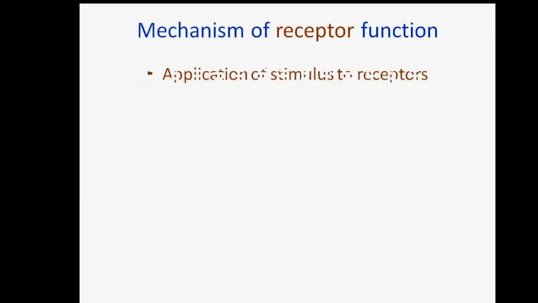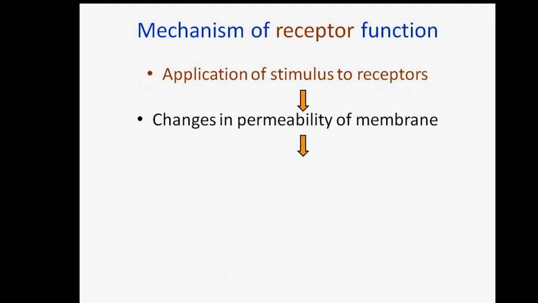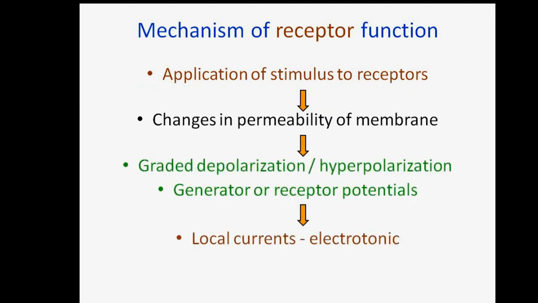How exactly does the mechanism of receptor function act? It's very simple. A stimulus is applied to the receptor. There is a change in membrane permeability, which creates graded depolarization or hyperpolarization and generates the receptor potential, which creates local current flow, that is, electronic current flow, that leads to the action potential. This flowchart explains the basic mechanism of receptor function, where local currents create an action potential at the first node of Ranvier.